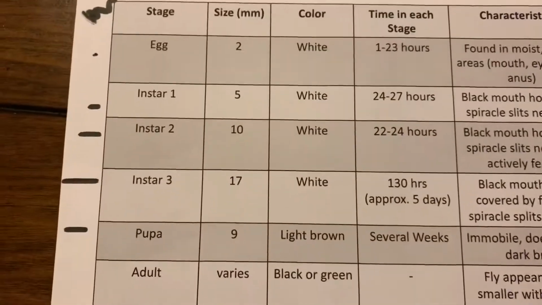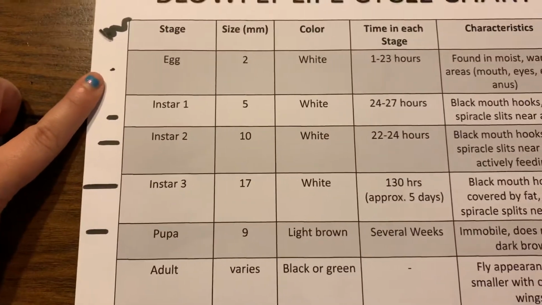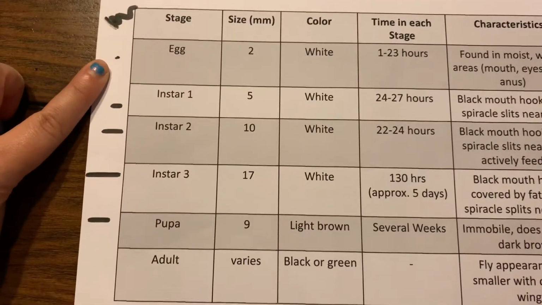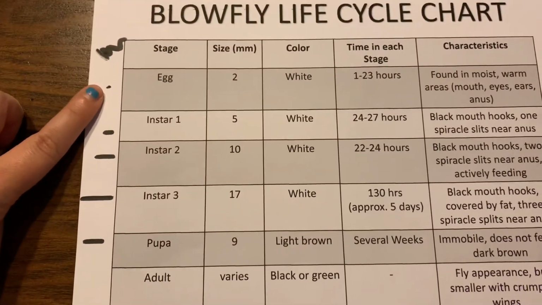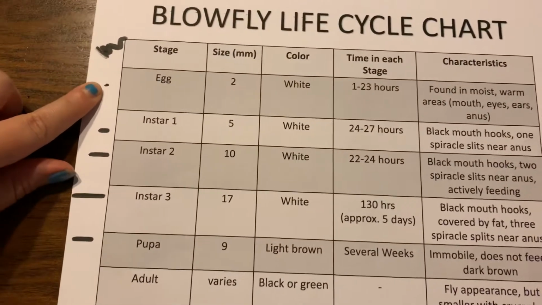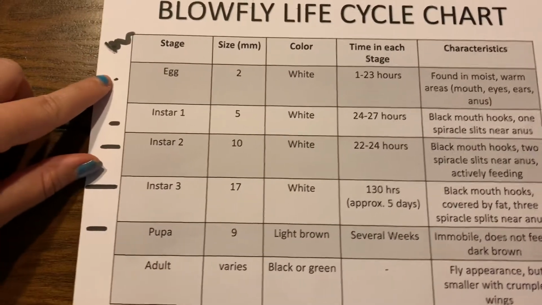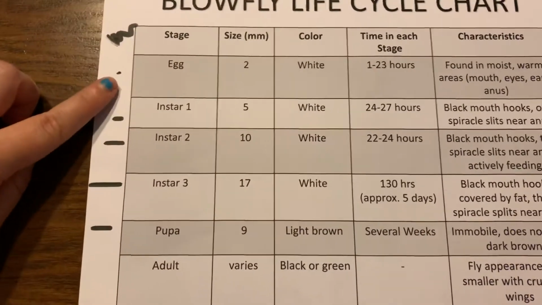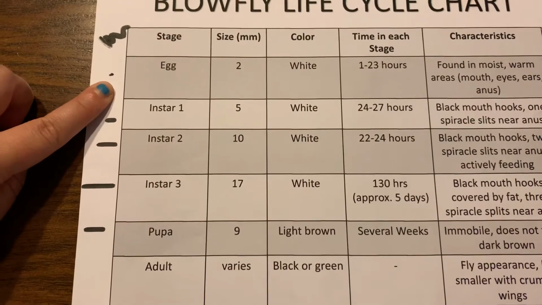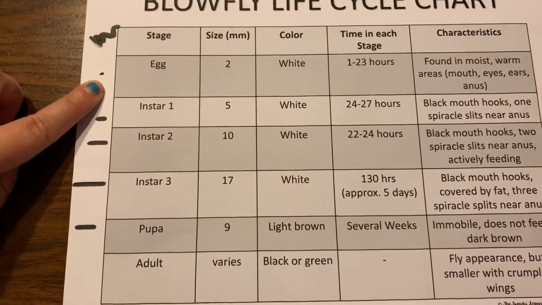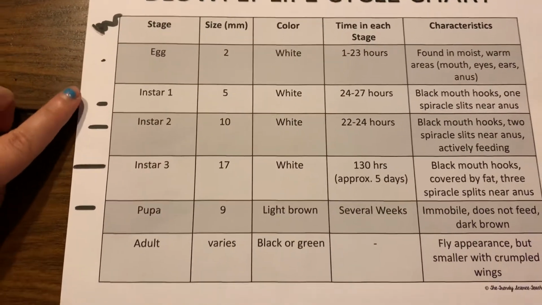So just in case you've never really seen maggots up close, they're actually pretty small. So this is the size of an egg. Here's my little fingernail. The egg is actually smaller than a piece of rice. So kind of like half a piece of rice is the size of the egg. They're really tiny, just little white dots.